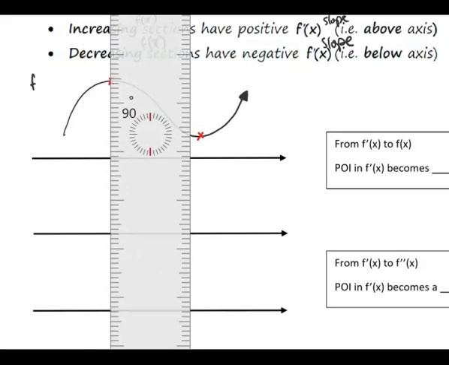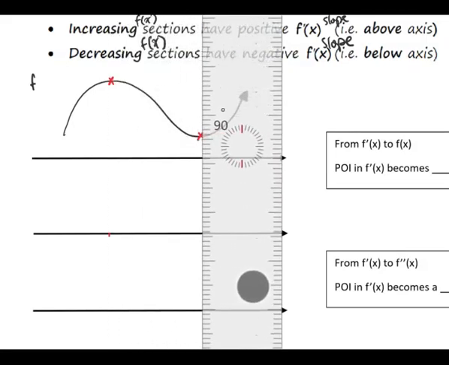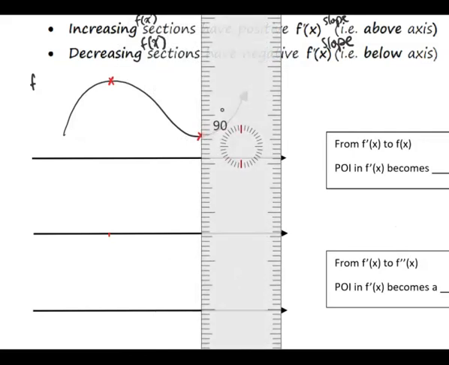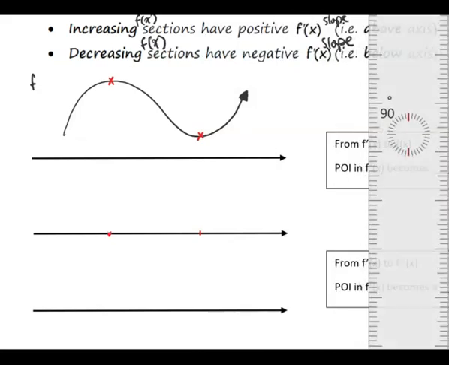My maximum point then is going to be here, and I know that maximum is going to reflect as a root since the slope there is 0. At my minimum, again, the slope is going to be 0 in my first derivative graph. So that's my first derivative.